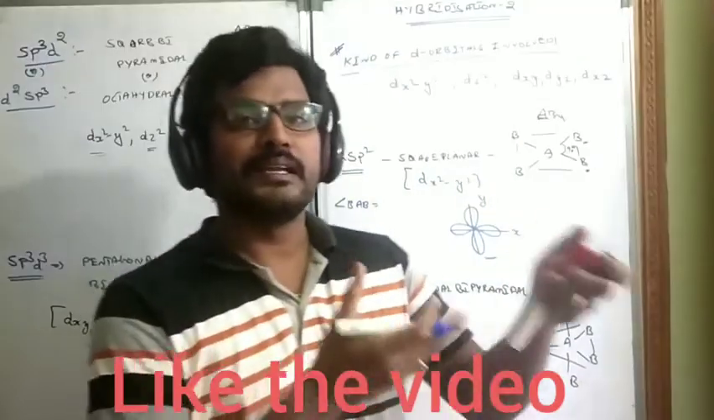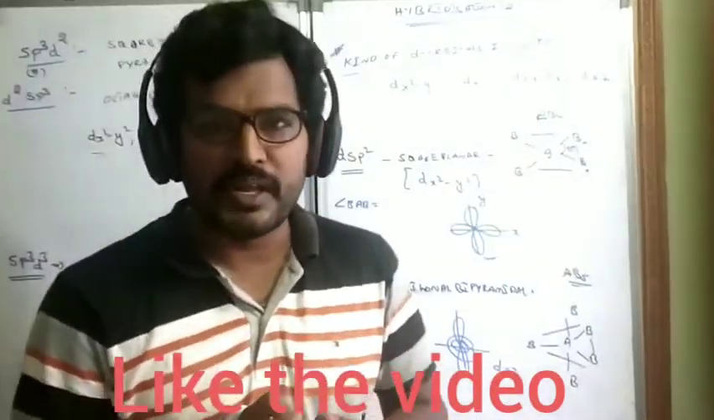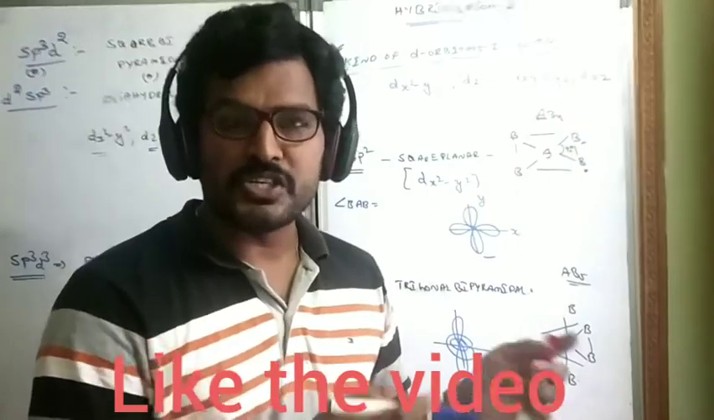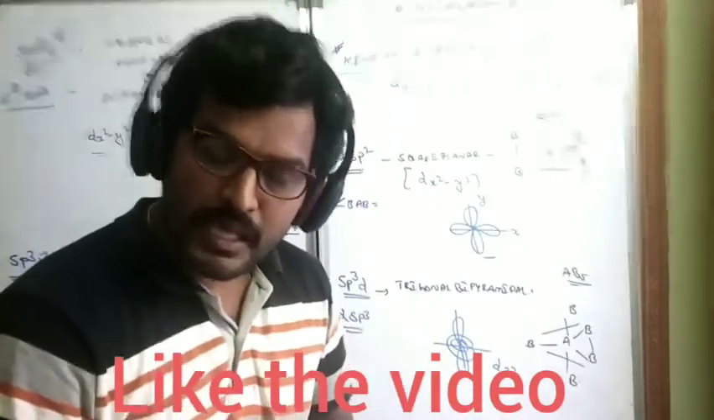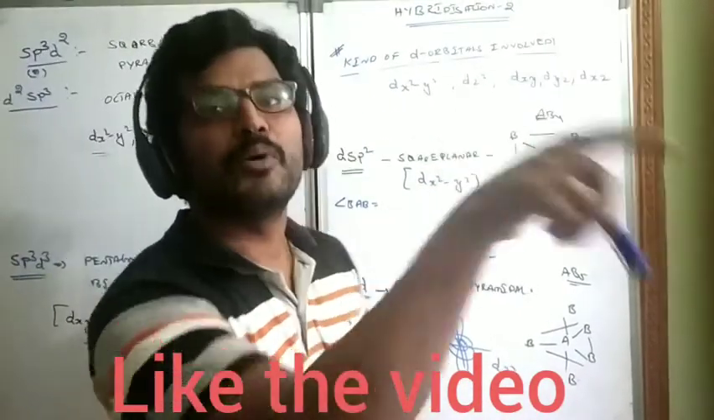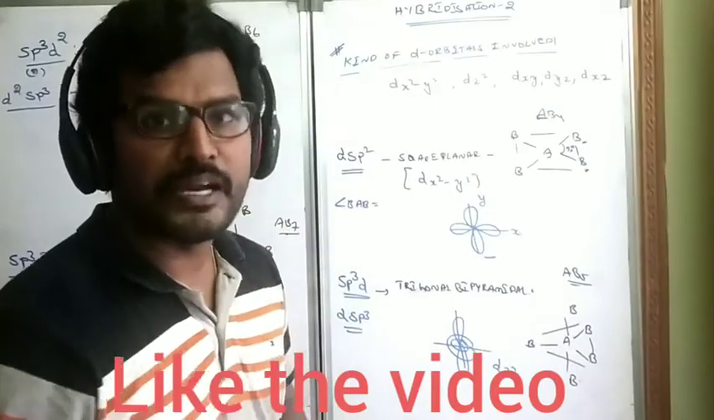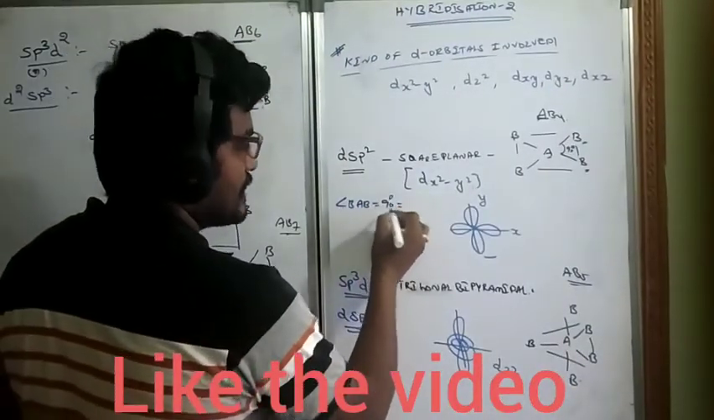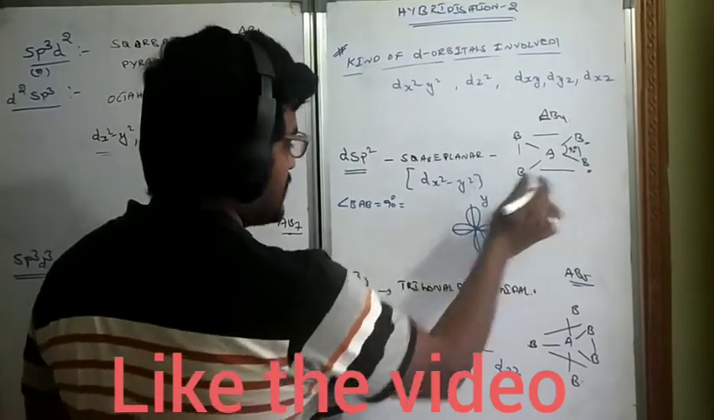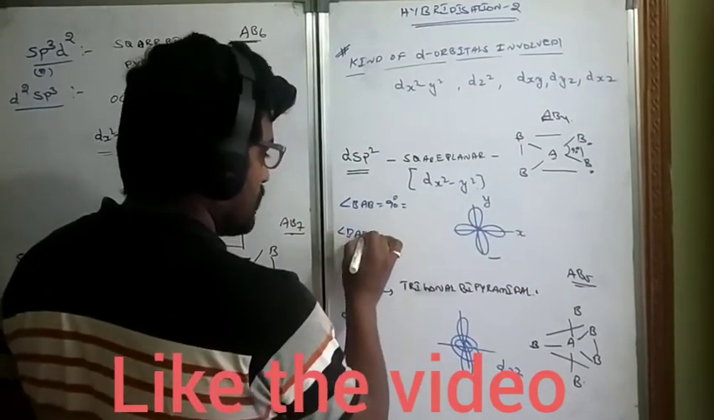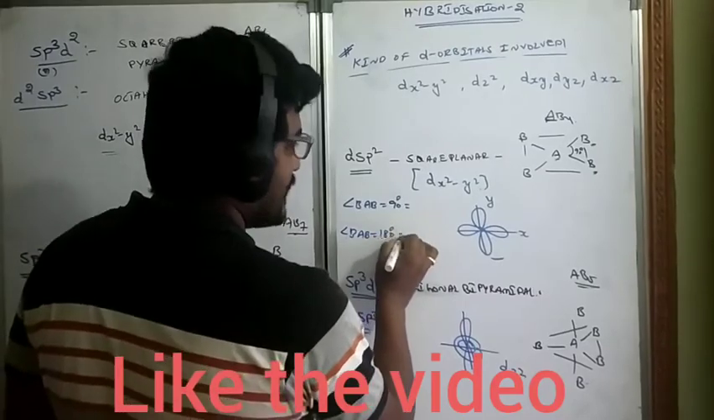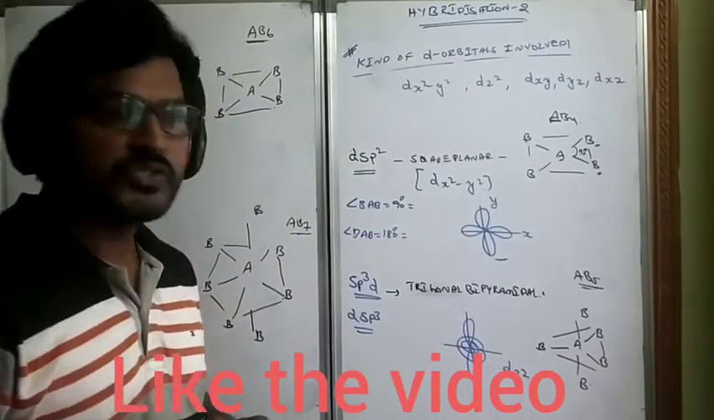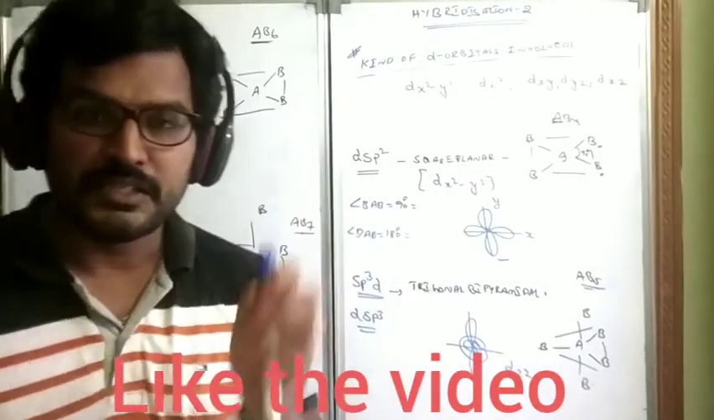Normally we study what the bond angle is in a tetrahedral structure, in a linear structure, in a trigonal planar structure. But how many bond angles are there, that is a different kind of question. Listen carefully. How many bond angles of 90 degrees are present in square planar? How many bond angles of 180 degrees are present in square planar structure? Like that they will ask you.